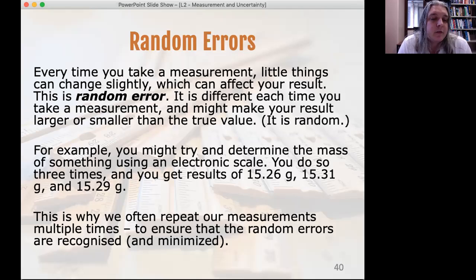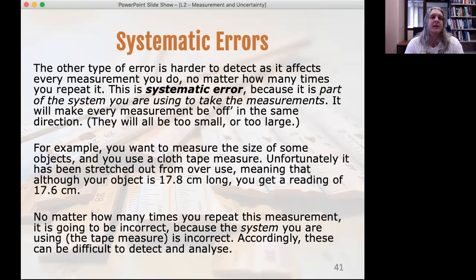That is why we will often repeat measurements. Repeating measurements will average out those random errors. Because if a random error is just as likely to make your value bigger as it is to make it smaller, then if you do it a whole bunch of times, on average, those random errors will end up being 0. There is another type of error though, and that is the systematic error.